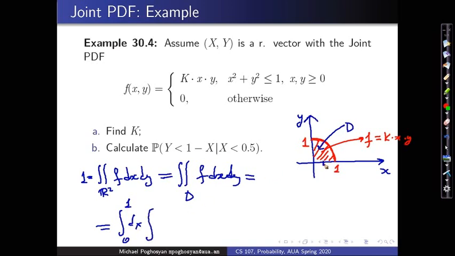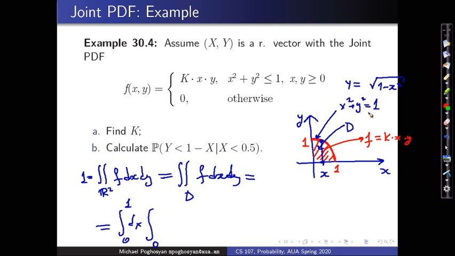For each fixed x, for the points inside D, y is running from this point to that point. This point is easy: y is running from 0. The other point is easy again because the equation of this curve is x squared plus y squared equals 1. So this boundary is given by this, and I need to solve to find y. y squared is 1 minus x squared, so y is equal to the square root of 1 minus x squared.